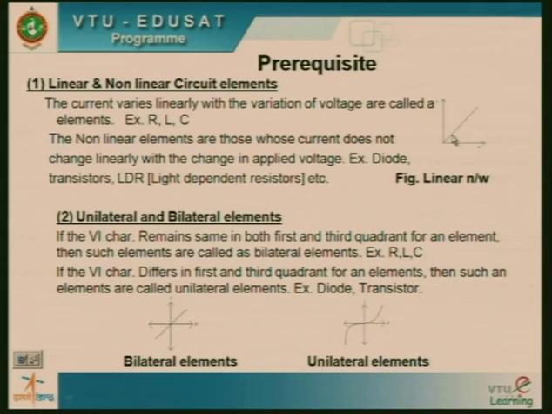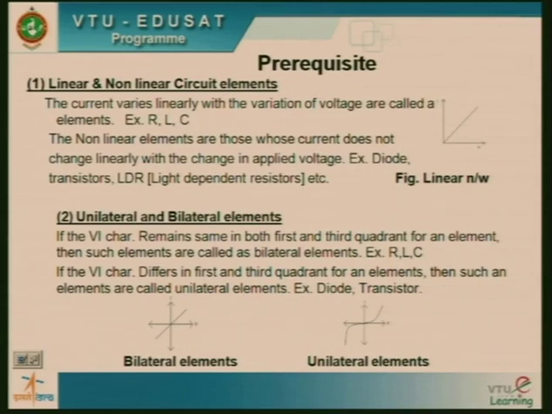Then what are non-linear elements? The non-linear elements are those whose current does not change linearly with the change in applied voltage. Examples are diode, transistor, light dependent resistor, etc. If you come to the case of a diode, you have seen that it has only the forward bias mode, and in the reverse bias mode it is open circuit. Similarly even in case of transistor and light dependent resistor. So these elements are called non-linear elements.